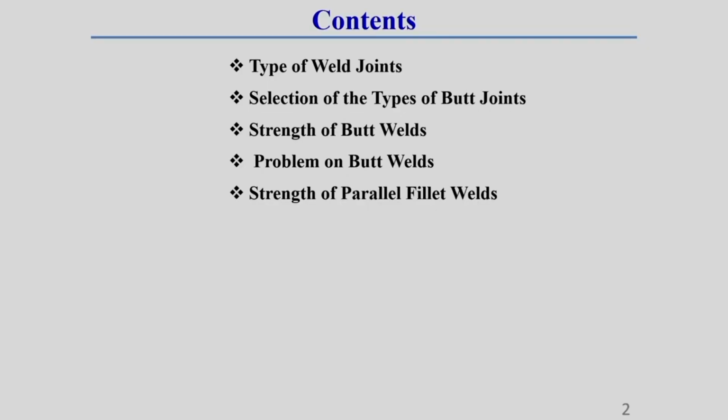Here first of all I will introduce the types of weld joint, then I will discuss how to select the type of butt joint, that means selection of the type of butt joint, then I will discuss the strength of butt joint, then I will solve some problems on butt weld, then I will also discuss strength calculation of parallel fillet weld, and also solve problems on parallel fillet weld.